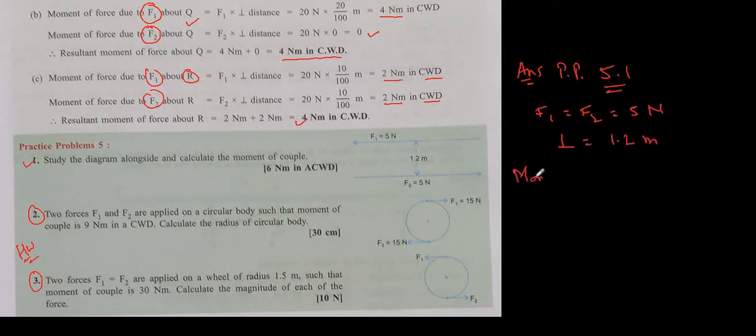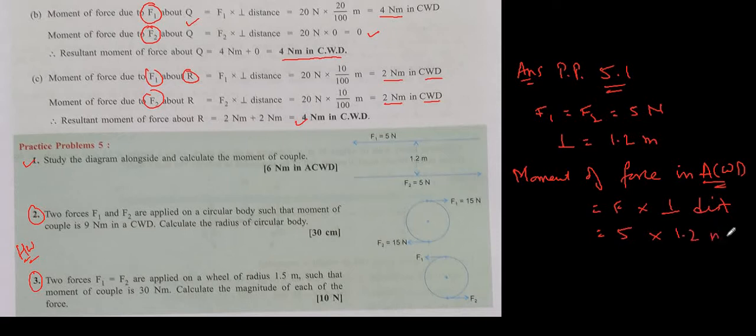So moment of force, in anti-clockwise direction, is force multiplied by perpendicular distance, that is 5 Newton multiplied by 1.2 meter. So that will become 6.0 Newton meter. So it's simple and I hope you understood this problem 1 of practice problem 5. Let us move on to the next one.